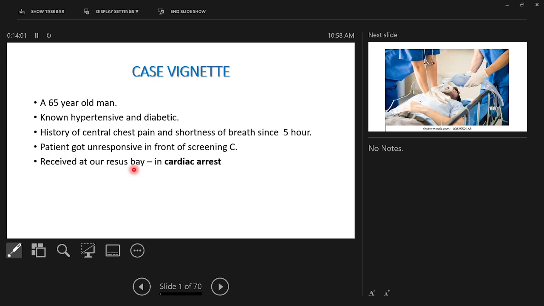I want to start my presentation with a case scenario. Dr. Karthik, you are in screening C. A 65-year-old male, a known case of hypertension and diabetes, with a history of central chest pain and shortness of breath since 5 hours, was brought to the ED and is in front of you in screening C. You received him in a cardiac arrest state. What will you do next?